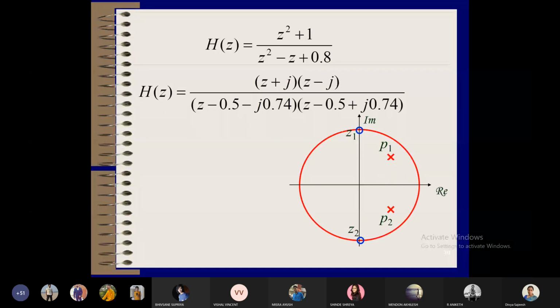Now let us plot it on the z plane. We have the real and imaginary axis. The zeros are lying at plus j and minus j. That red circle denotes the unit circle, lying at plus 1 and minus 1 on the axes. Now the poles are located at 0.5 plus j 0.74, exactly, I'm not showing those values. Somewhere it has got real and imaginary, both parts are there for the poles.